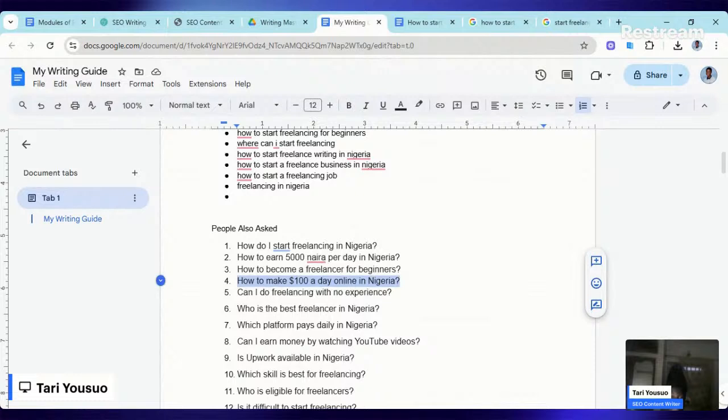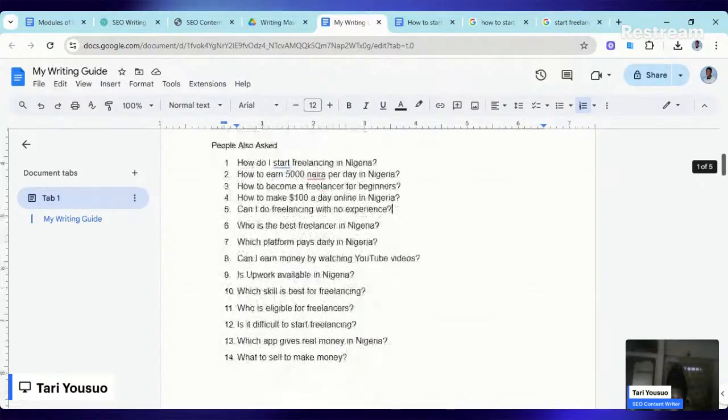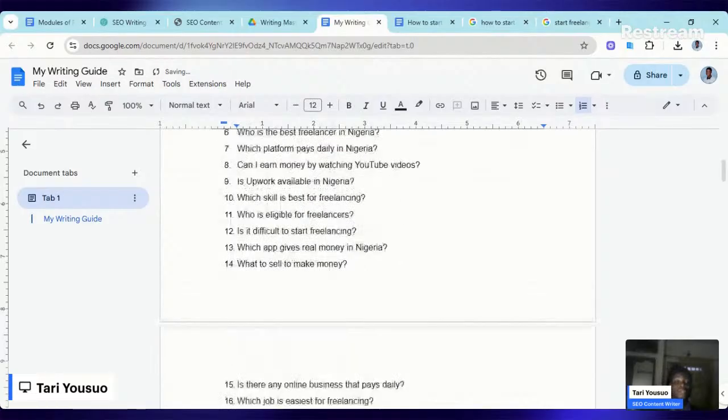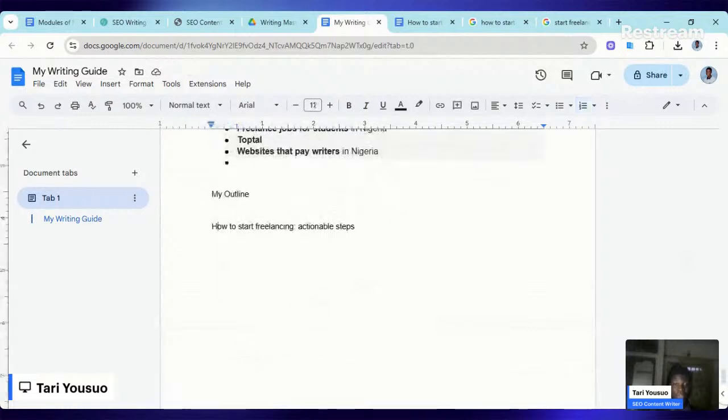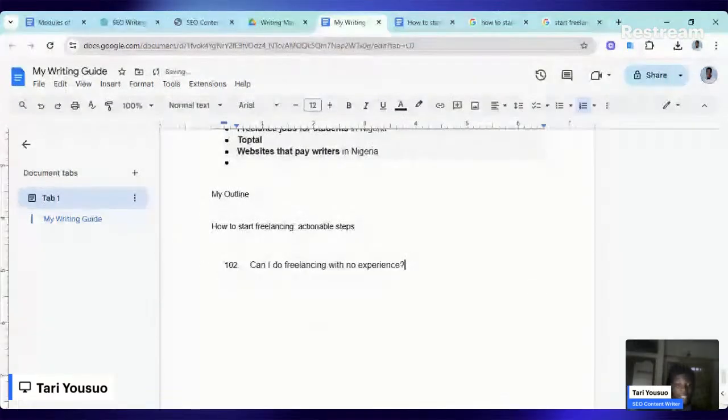Now, can I do freelancing with no experience? I think this question is worthy of note. I will cut it down to my outline. I may not know where to place it at the moment, but I know it should be included in the article. So I will just place it here. I didn't intend to number it.